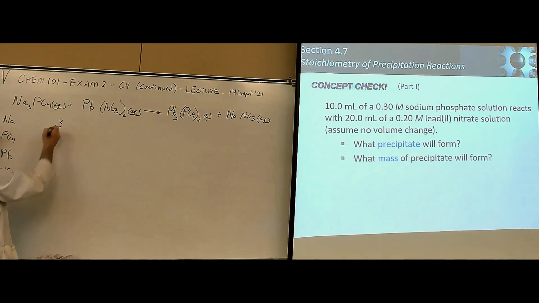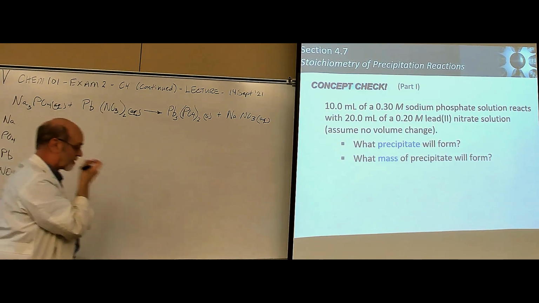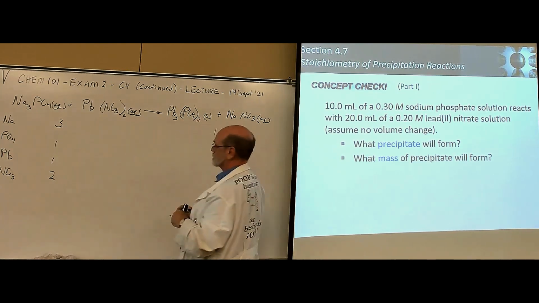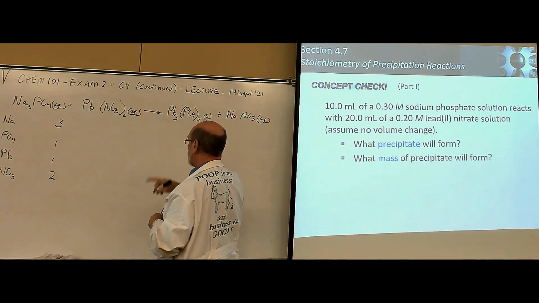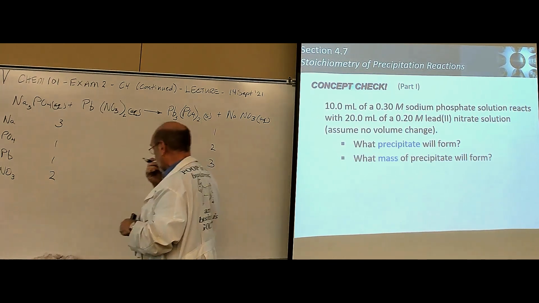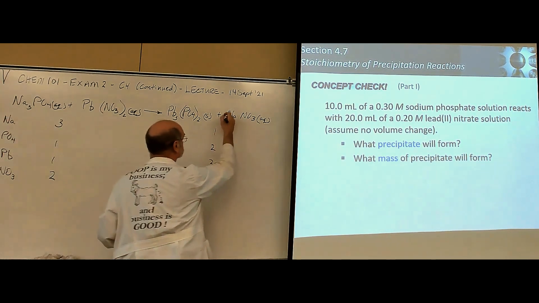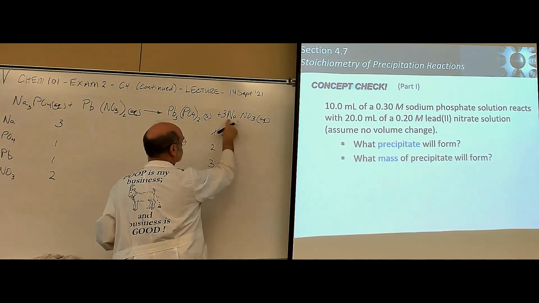So on this side, we have 3 sodiums, 1 phosphate, 1 lead, and 2 nitrates. Now on this side, we have 1 sodium, 2 phosphates, 3 leads, and 1 nitrate. Usually these double replacement reactions balance really easy. They don't take a couple steps. Very well behaved. Okay, so where do we start? I start at the top. We need 3 sodiums on this side. That gives us 3 nitrates, right?